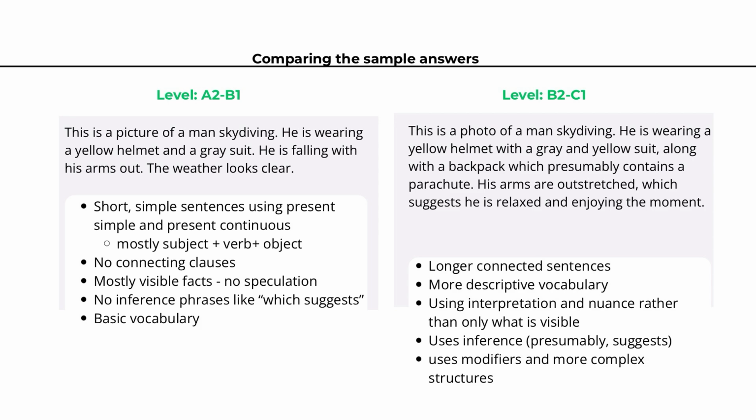Okay, again, comparing the two answers. The key differences between the two answers would be that in the A2B1 one, we're using short, simple sentences and we're focusing only on the visible facts. There's not any speculation. The vocabulary is basic, but it is accurate. In the B2C1 one, then we can see that we're using longer connected sentences. We've got more descriptive language and we've added an interpretation. We're using phrases like suggests, presumably. Now, both answers describe the picture and they both do it well, but they're just different levels.